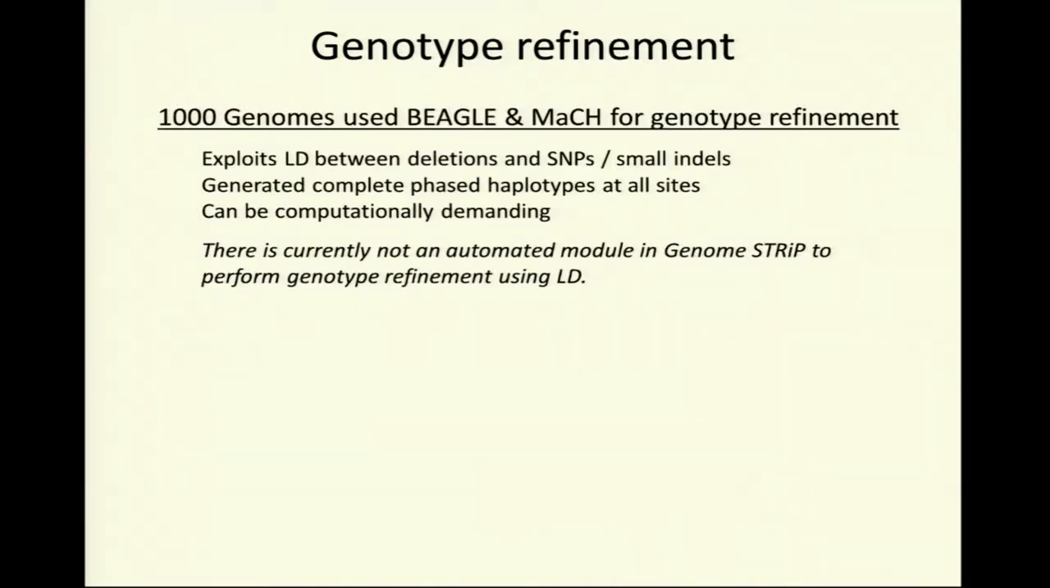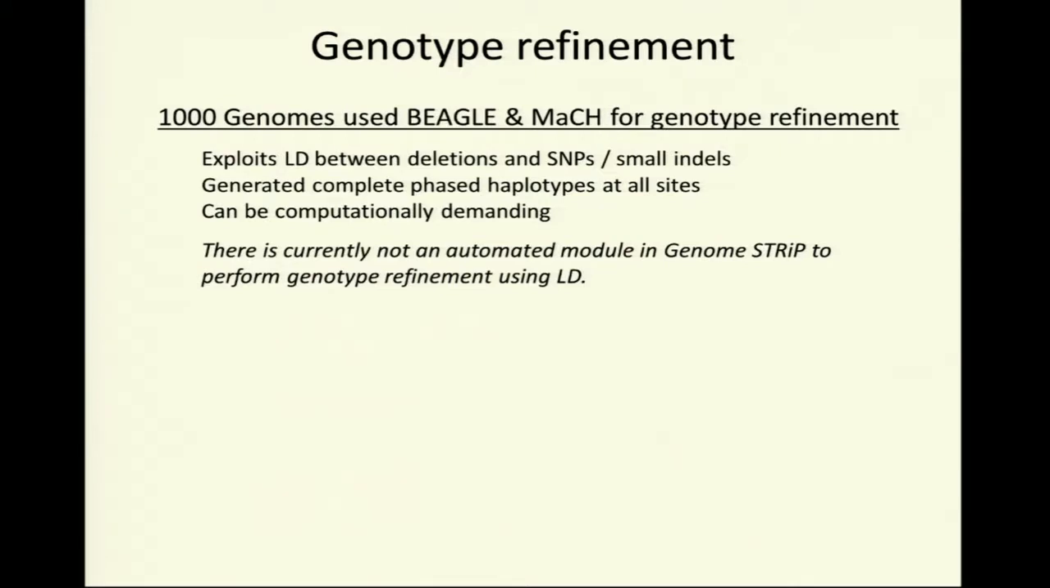And finally, just a note on genotype refinement. If you look at what was done in 1,000 Genomes, we used a combination of Beagle and MaCH to do genotype refinement. After the genotype likelihoods were produced, we combined those with the likelihoods for SNPs and small indels to create phased haplotypes. One side effect of doing that is we get improved genotypes, because we already have about 98% complete genotyping of the deletions from Genome STRiP anyway.